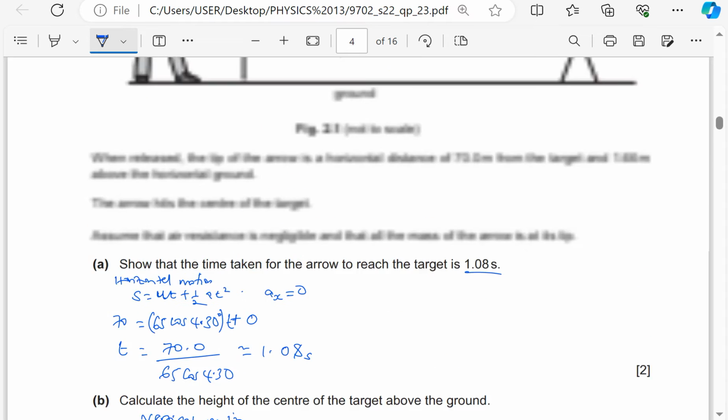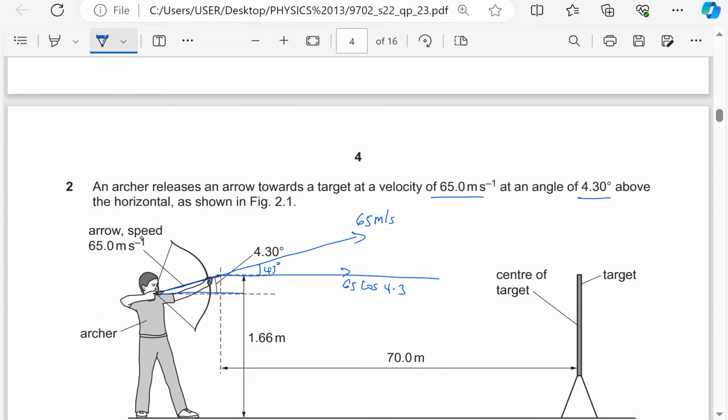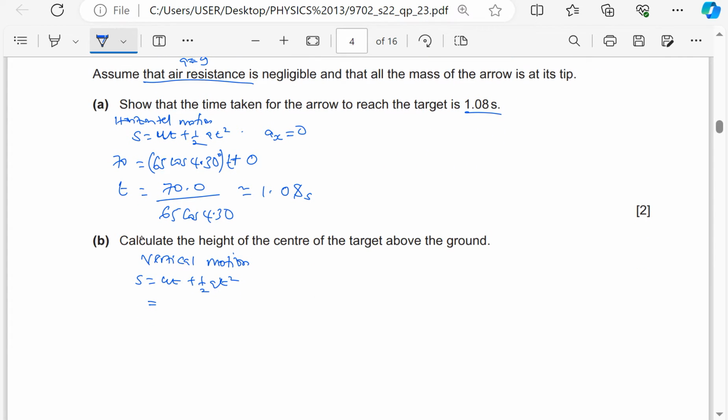I'm considering vertical motion. Remember, when I resolve this in the vertical, it will be 65 sine of 4.3. So U is going to be 65 sine of 4.3, then times the time. Of course, the time is 1.08. Then, because it moved against gravity, acceleration is going to be negative g. So it will be minus a half times 9.81 times t, which is 1.08 squared.